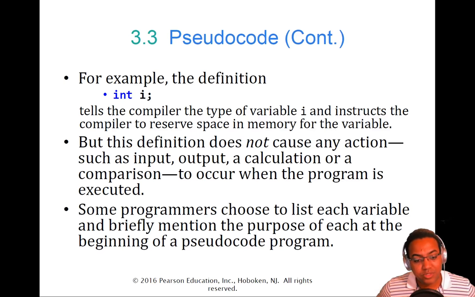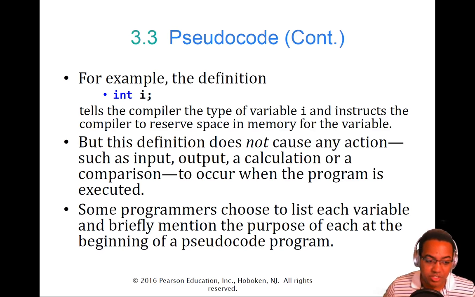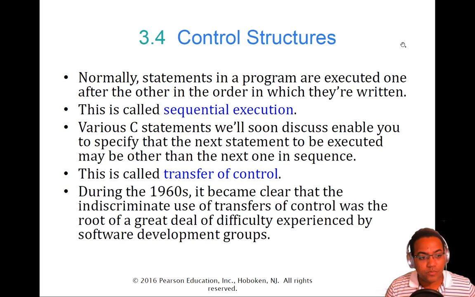Some programmers choose to list each variable and briefly mention the purpose of each at the beginning of a pseudocode program. You don't have to, but it's a widely accepted way of writing an outline to your program. So, what are control structures? Normally, statements in a program are executed one after the other in the order in which they are written. This is called sequential execution, or in the real world we call this waterfall, meaning that the line after the line being executed cannot execute until the line before it executes without error.